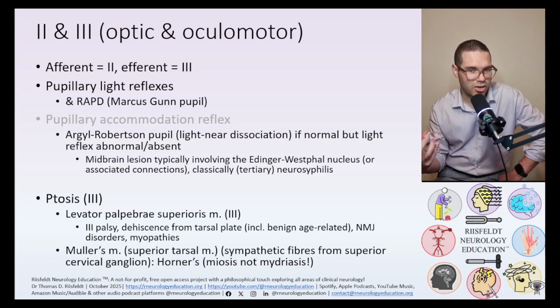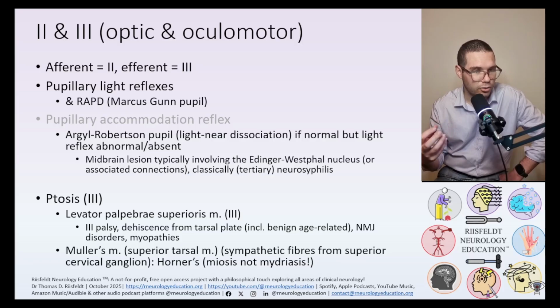That means there's a dissociation between the pupillary reflex when it's exposed to light versus a near stimulus. So it's not working to light, but it is working to a near stimulus. So it is working to accommodation. And that dissociation is very significant clinically, and it's also known as the Argyll-Robertson pupil. So if there is an Argyll-Robertson pupil or a light near dissociation, then that tells you that there's a midbrain lesion, typically involving the Edinger-Westphal nucleus.